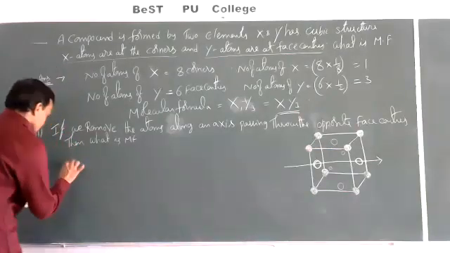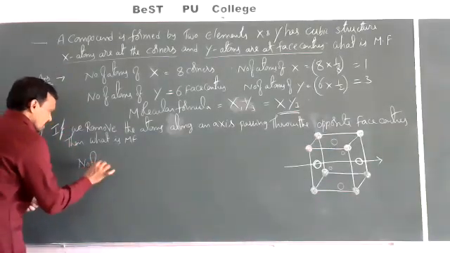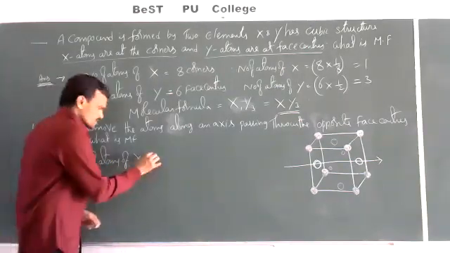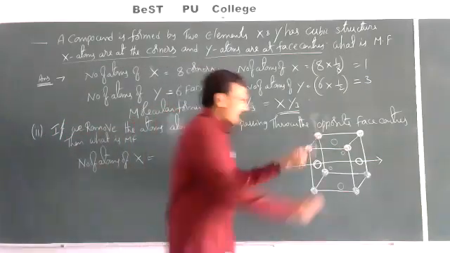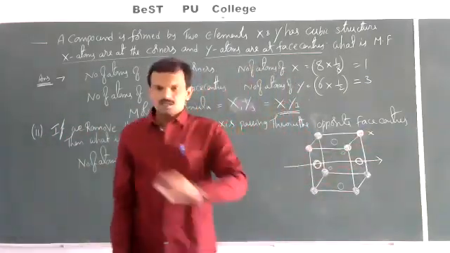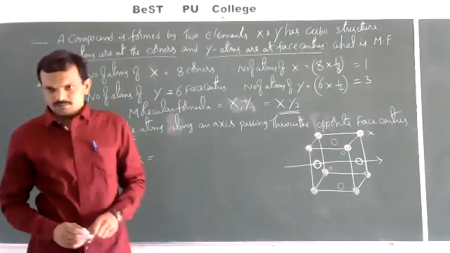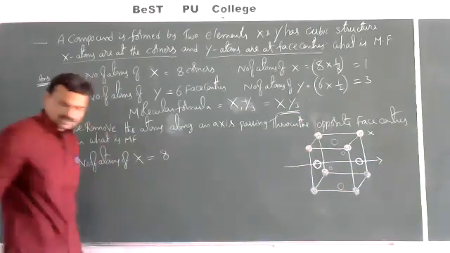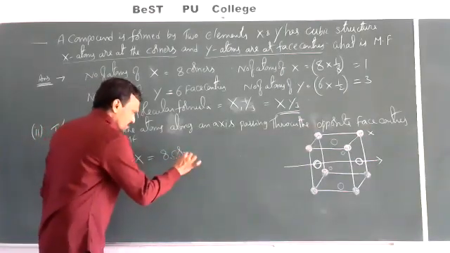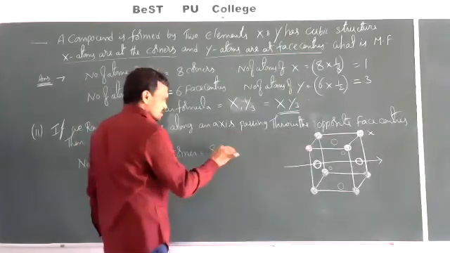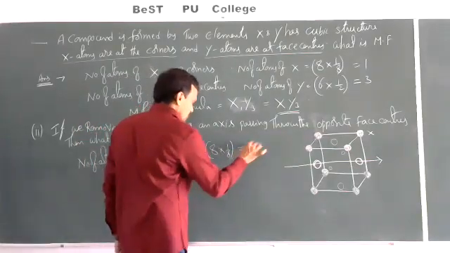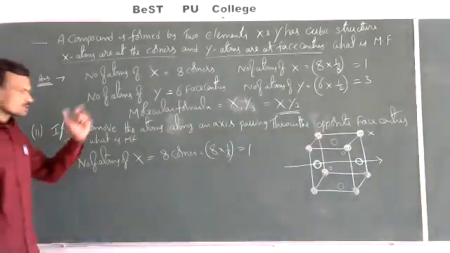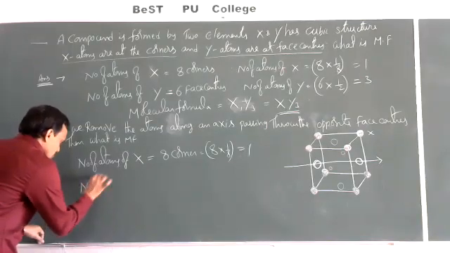Therefore, number of atoms of X is equal to, see, the atoms of X are present at corners and no corner particle is removed. Since no corner particle is removed, all 8 particles are present as they are. So the number of particles at corners is 8 into 1 by 8, which is equal to 1. There is no change in the number of atoms of X. Then what about the number of atoms of Y?